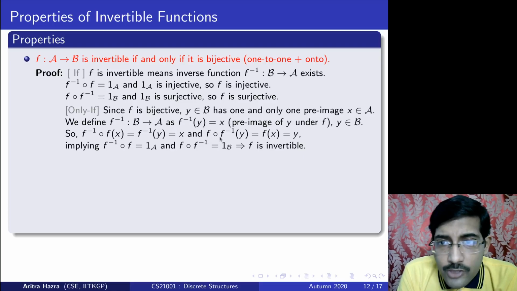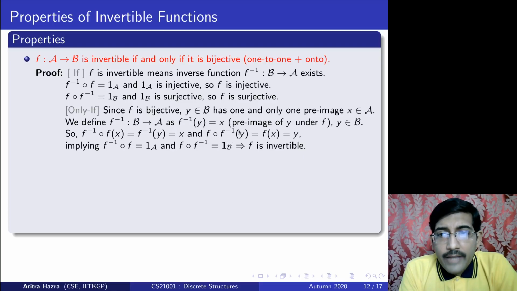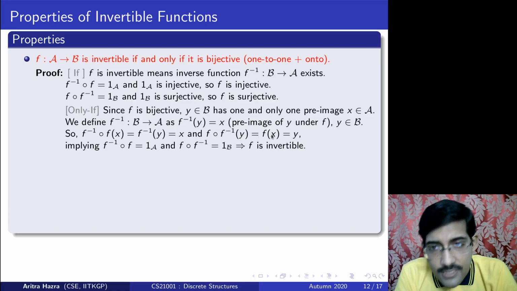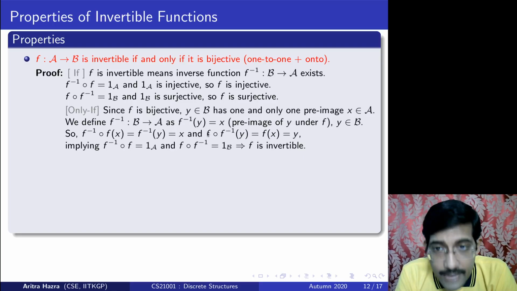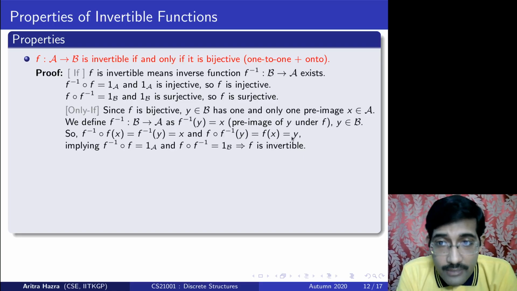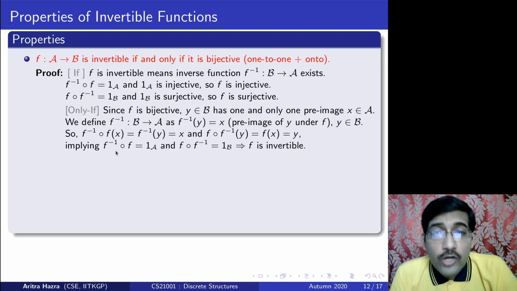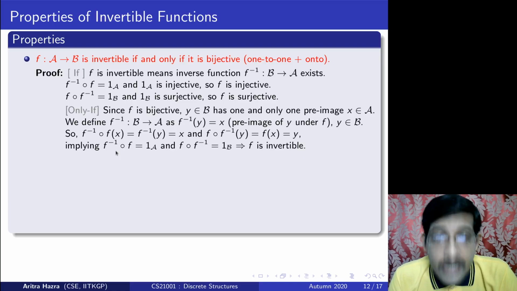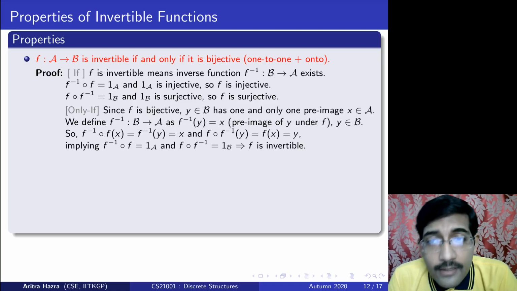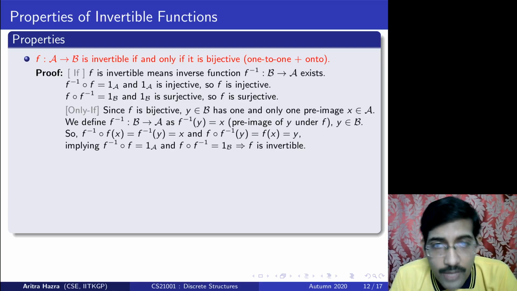Similarly, we will show that the inverse coming from the right side works too. f inverse of y is x, so f composed with that is f of x, which is y. So this takes y and gives me back y, so this function is also an identity. Since an f inverse exists such that these two compositions result in an identity, I can say that f is invertible as per my definition of invertibility.